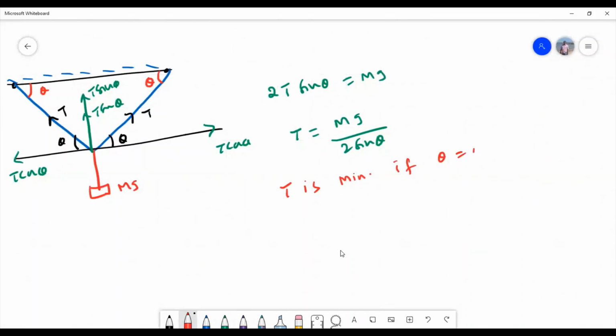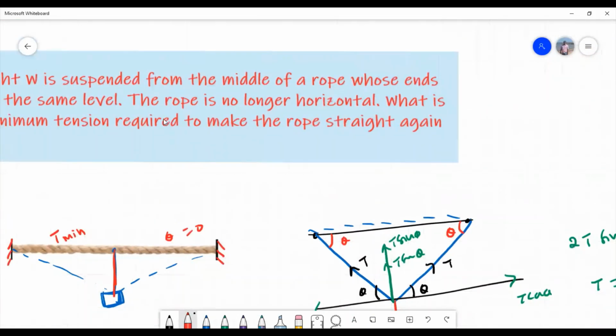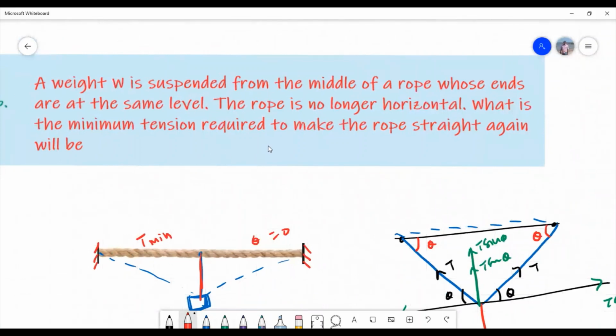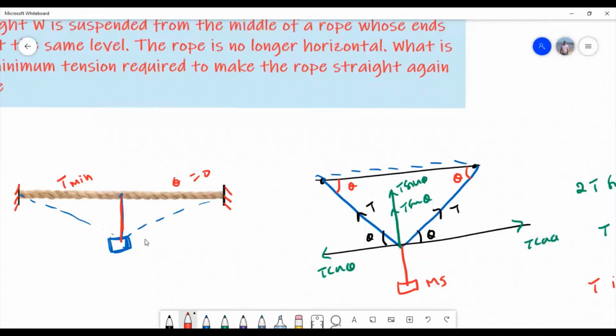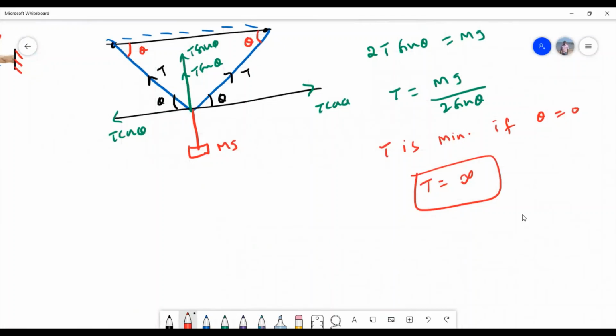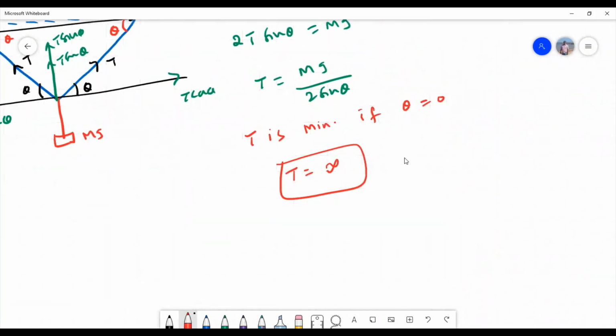So if theta is equal to 0, then T is equal to infinity. So the answer: here what is being asked is, the rope is no longer horizontal, what is the minimum tension required? That means it is not possible, because once you apply the weight, it is impossible, because look, the tension is infinity now. Theta is equal to 0 means T is equal to infinity. But can we make theta 0? Impossible.